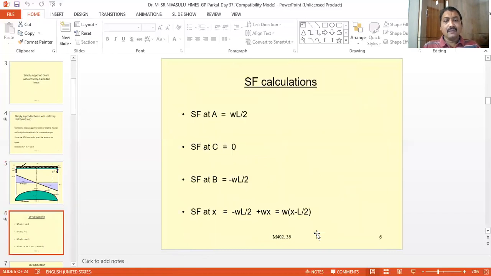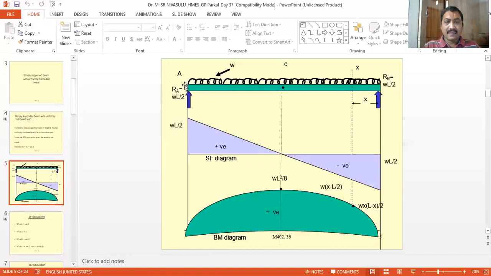Now coming to the calculations. The SF calculations: SF at point A. Starting from this point, if you take a section here, the force acting to the left of the section.